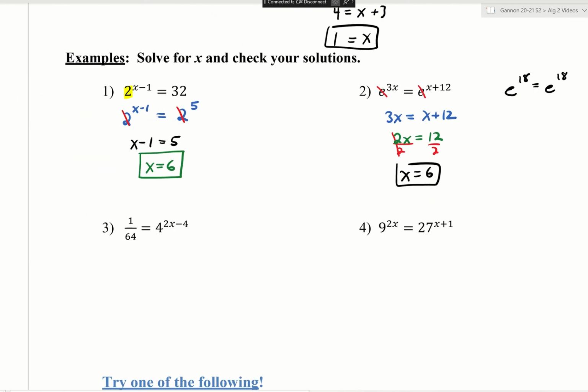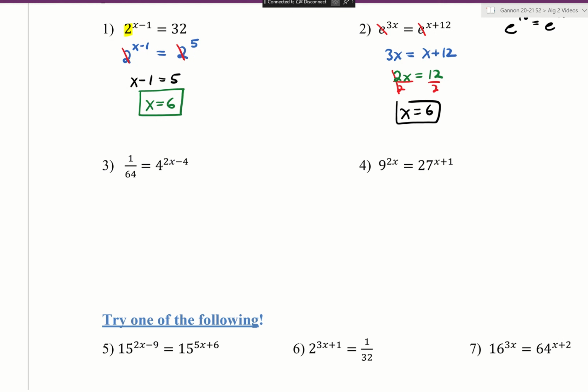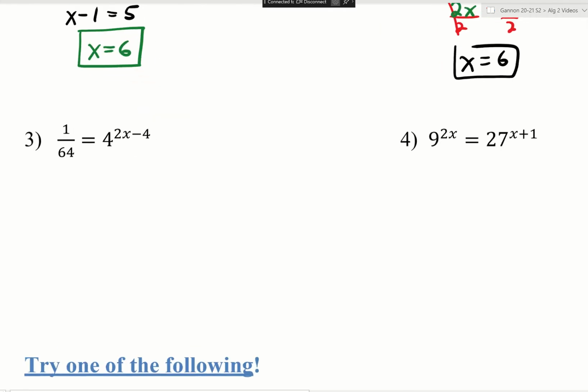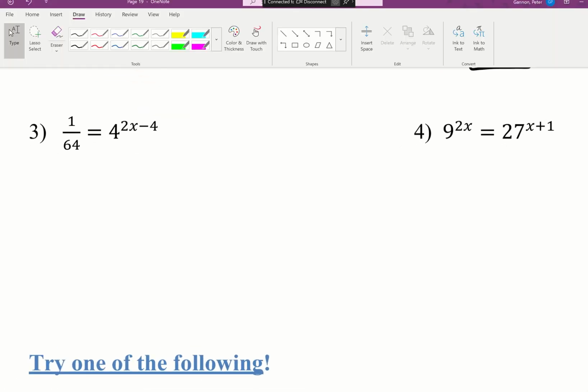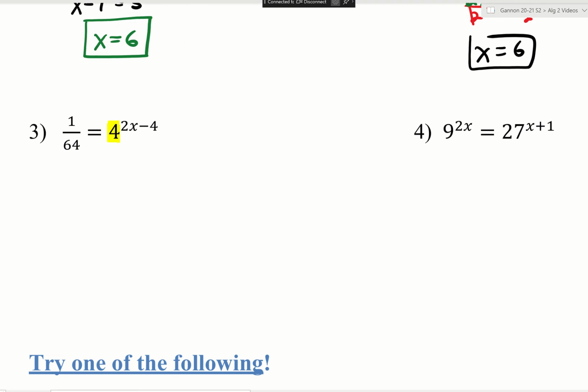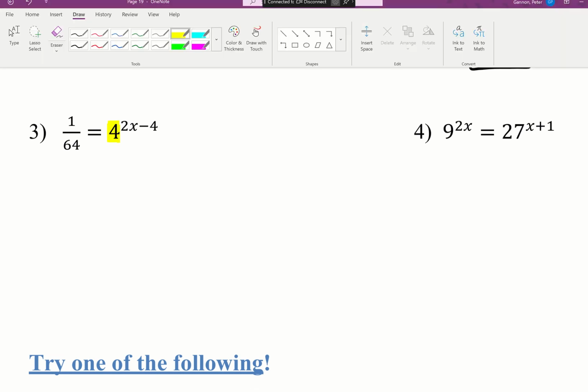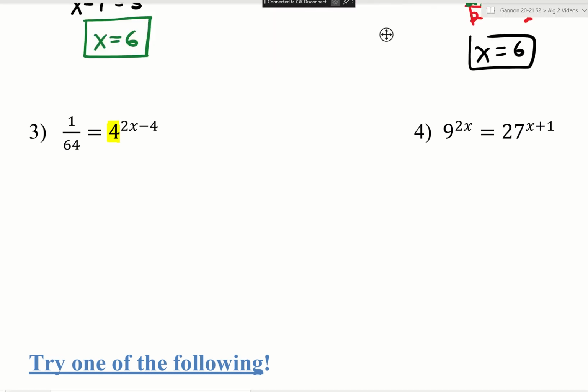All right, number 3, a little more challenging of a problem, but it's the same idea. On the right-hand side, you have this exponential term in base 4. So with the tools that we currently have, we are only going to be able to solve this if we can write both sides in the same base. So pause the video, see if you can figure out how to write 1 over 64 in base 4.